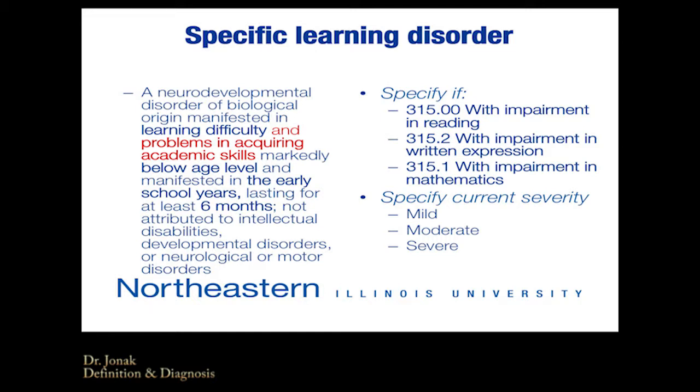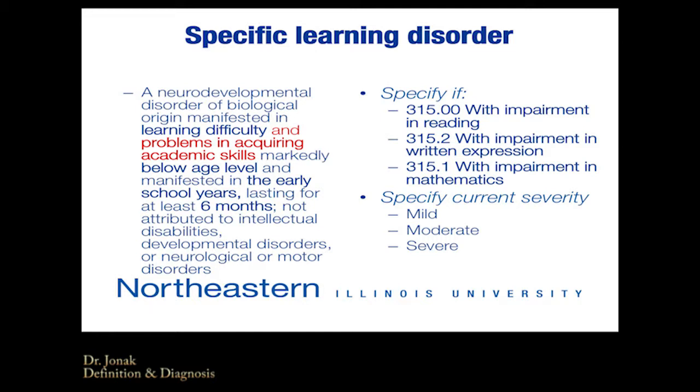And how it's manifesting itself, it's manifested to a marked degree that the achievement is below age or below grade level. We need to have evidence of at least 6 months of the disability. Usually we see it longer, but that's the qualifier. And exclusionary criteria involves that this difficulty is not related to intellectual disabilities, developmental disorders, or neurological or motor disorders. So there are some exclusionary criteria.